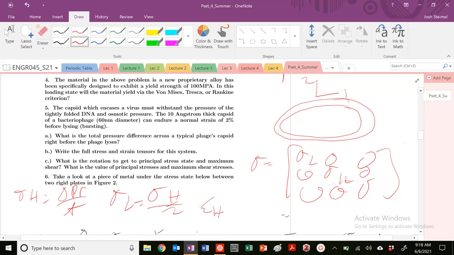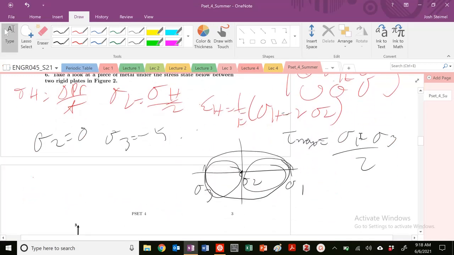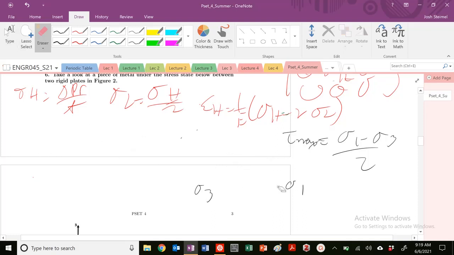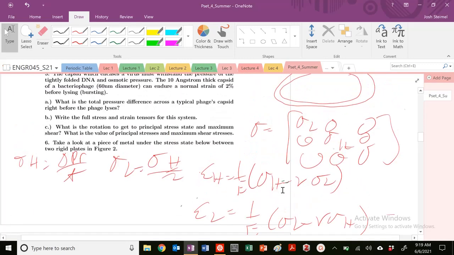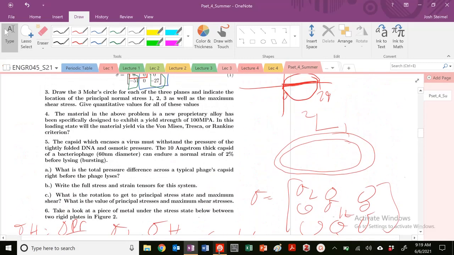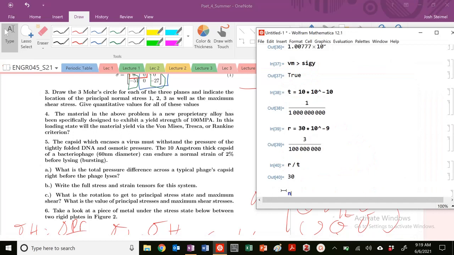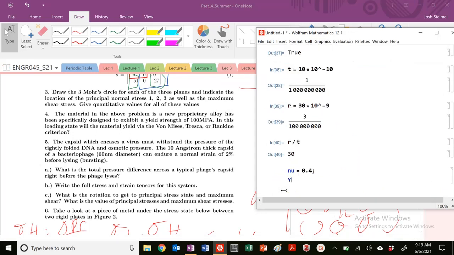I know that my epsilon H equals 1 over E times sigma H minus nu times sigma L, and my epsilon L is equal to 1 over E times sigma L minus nu sigma H. So we've got those values, and now we can start to solve the problem. This is a virus, so I can treat it like a polymer. Nu is equal to 0.4. My Young's modulus is a gigapascal.